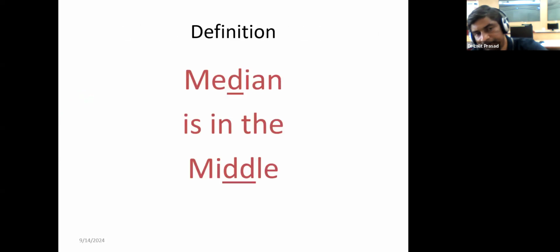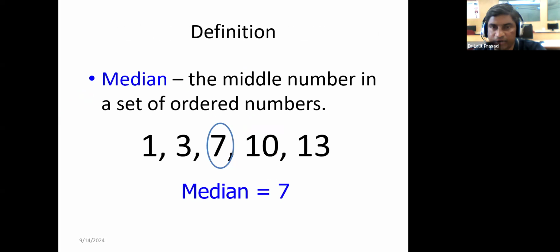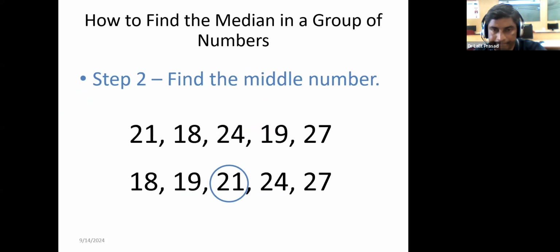Then median. Median is the middle term in a set of ordered numbers. Middle term means any number will not work, it has to be in a set of ordered numbers. So the middle number in a set of ordered numbers. So you can see 1, 3, 7, 10, 13. The middle number is 7. So that is the median.